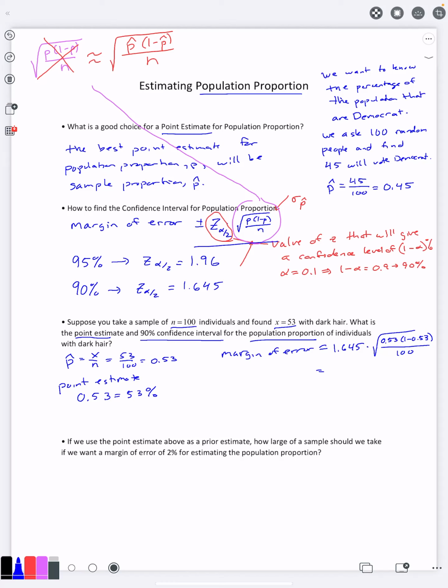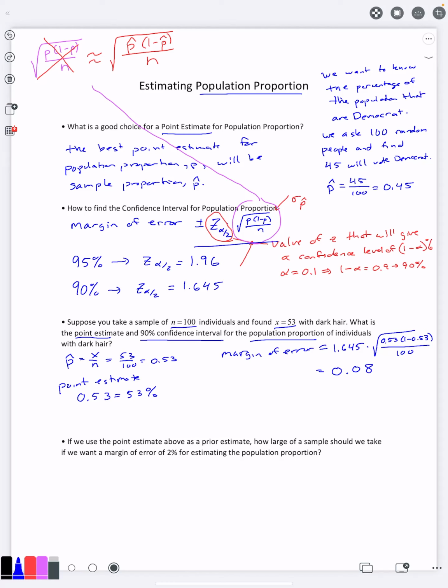So I'm going to do 0.53 times 0.47, that's what you get when you do 1 minus it, divided by 100, square root that, and then I'm going to multiply it by 1.645. What I'm getting here is, if I round to the nearest percent, 0.08, or 0.082 if you want to go another decimal place. So that means my margin of error is 8 percentage points.